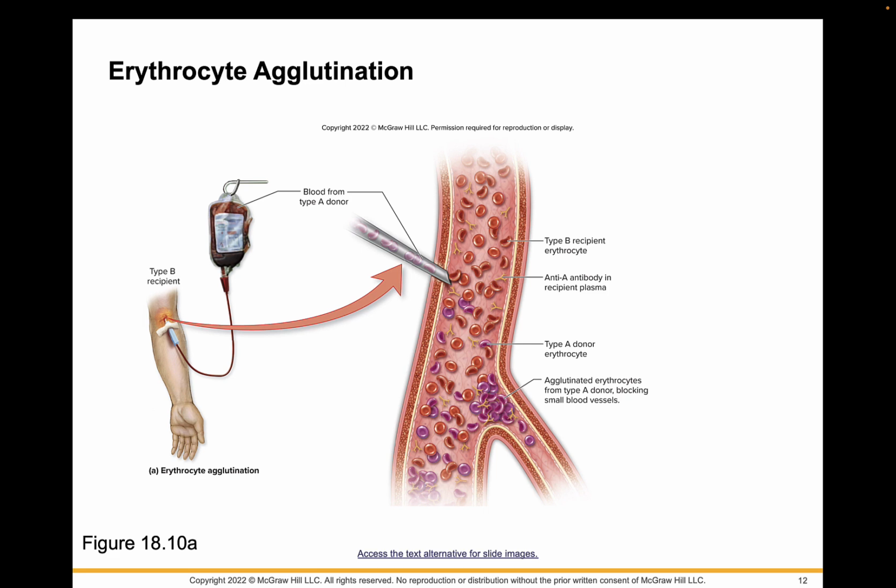Now here we're basically looking at what's happening in someone that received the wrong blood type. So we basically have a type B recipient, but for some reason they're getting blood type A. And so what we're going to see now basically is that agglutination or clumping is taking place within the recipient of the wrong blood type.